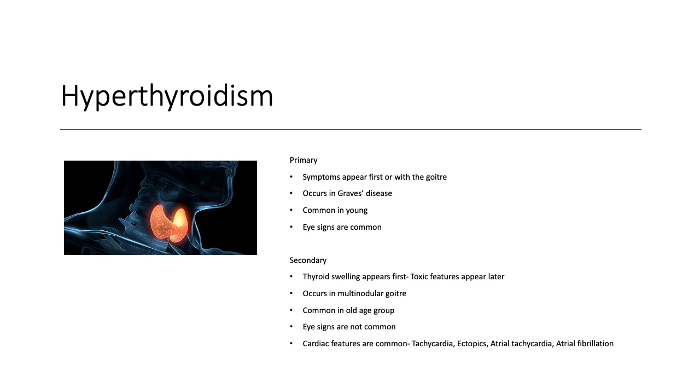It is common in elderly individuals. In contrast to primary, the secondary hyperthyroidism will have more cardiac features rather than eye signs. It can present with tachycardia, ectopics, atrial tachycardia, and atrial fibrillation.